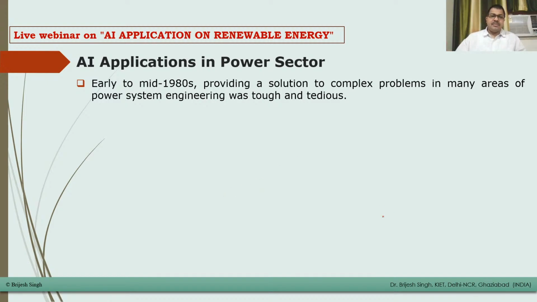So when we are talking about AI, providing a solution to complex problems in many areas of power system engineering was tough and tedious. Power system problems are not simple mathematical problems. They are so complex, and solving those complex equations is again a very tedious problem.